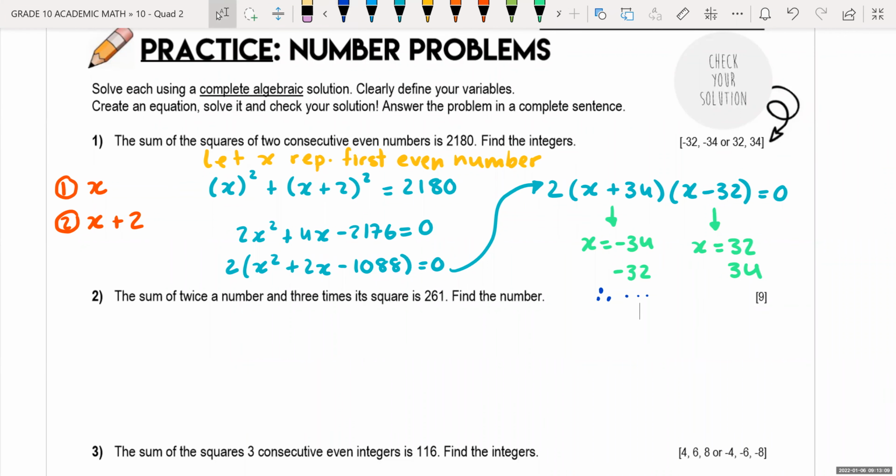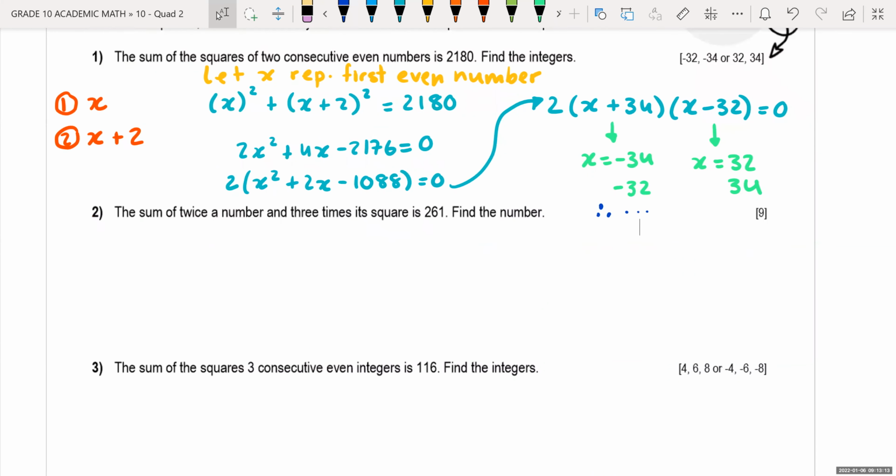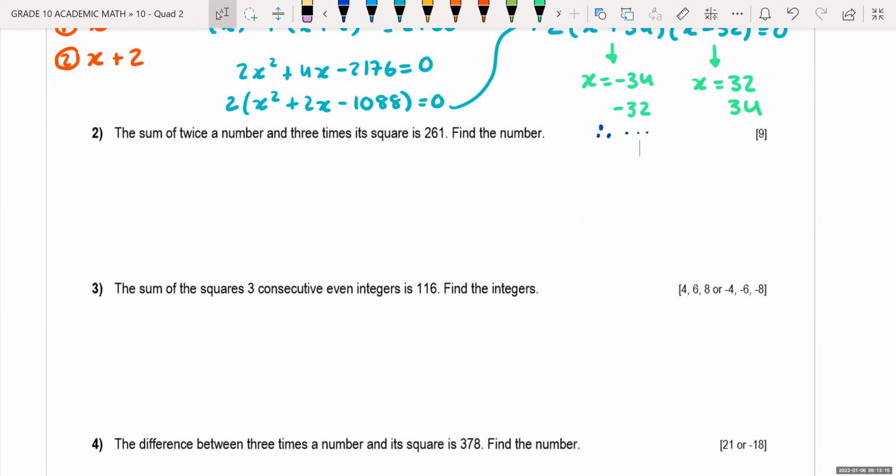Oh, wait. Question number 2. I can't scroll that. There we go. The sum of twice a number and 3 times its square is 261. Find the number. Okay, so this is a little bit different.